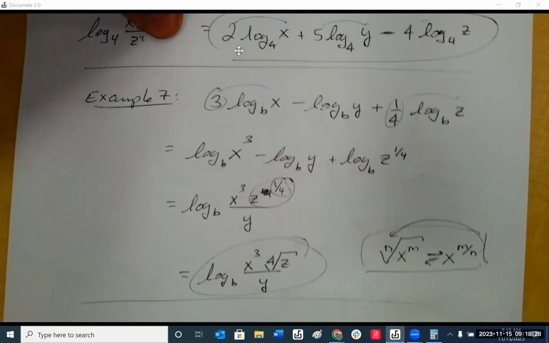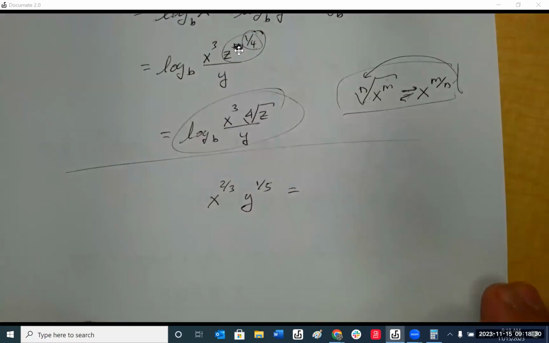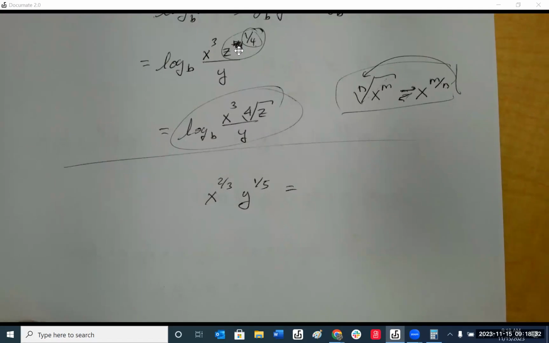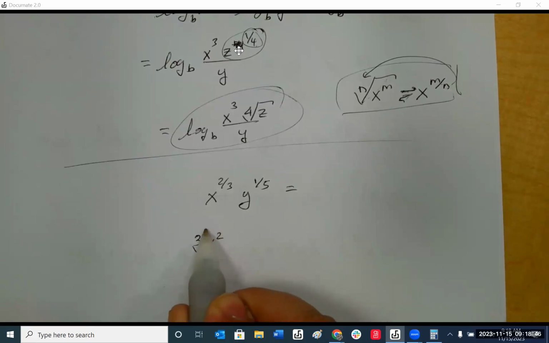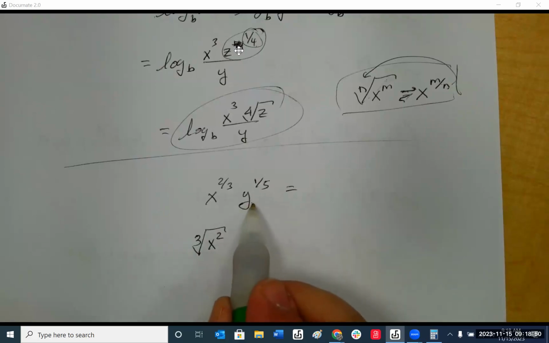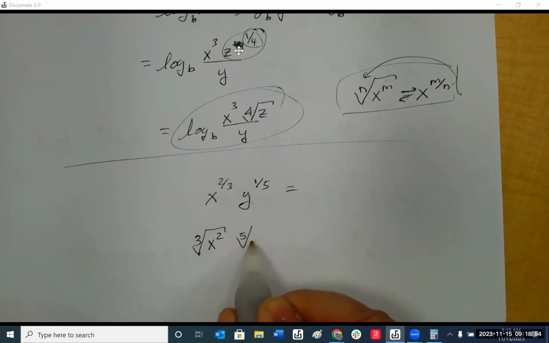How would you put these two in radicals? What's the first one going to be? Cube root of x squared. What's this one? 5th root of y to the first. Yeah. That's it.